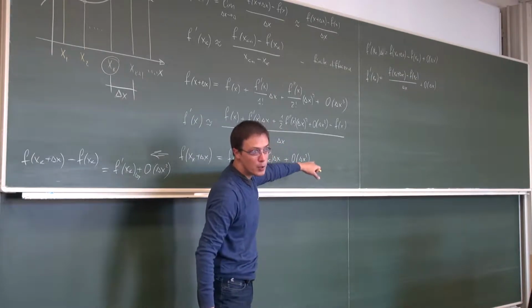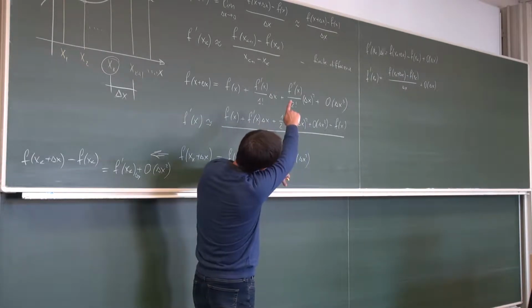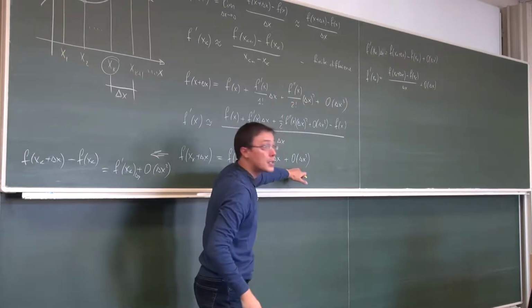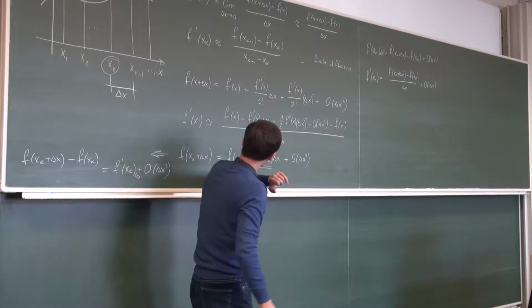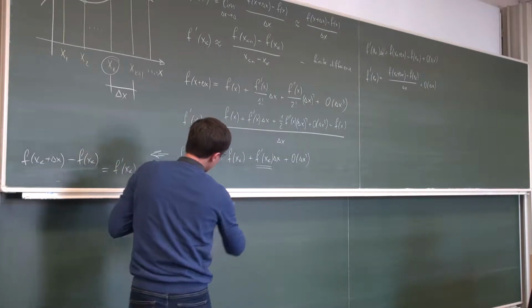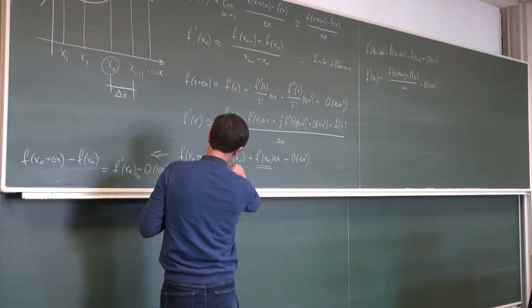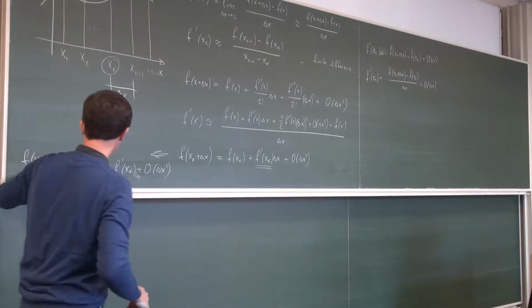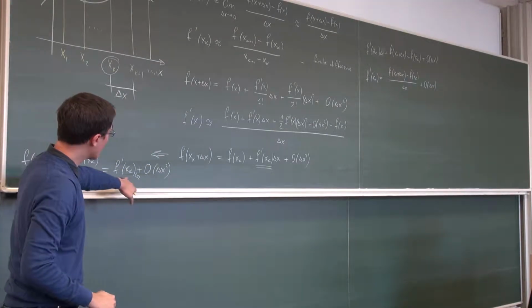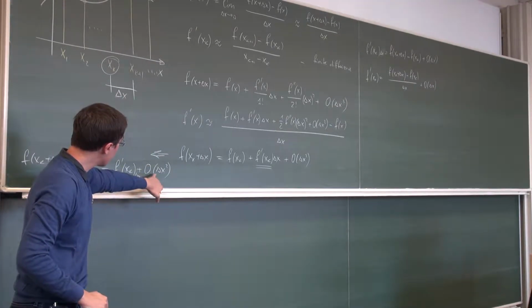So for Taylor series, we know what the error estimate is. For that approximation, we don't. But the Taylor series will now allow us to get it. So what I'm doing is I'm solving for this f prime, so I'm shifting this over here, that minus that, and I've got the f prime times delta x, and I've got this remainder.